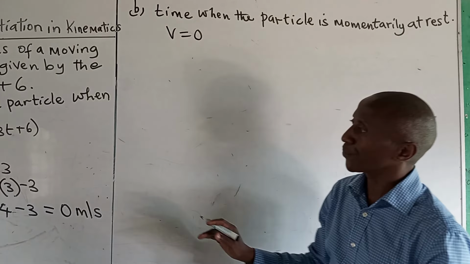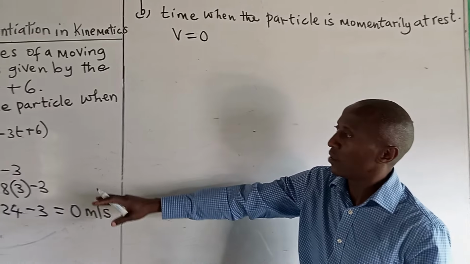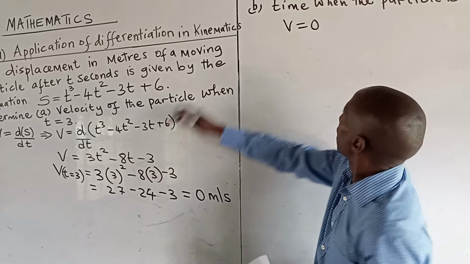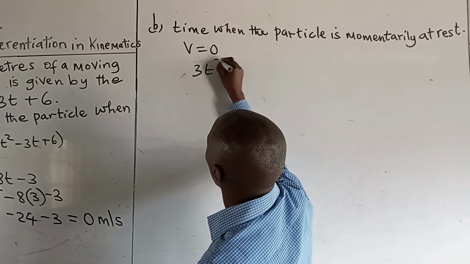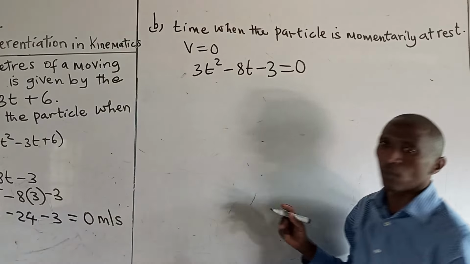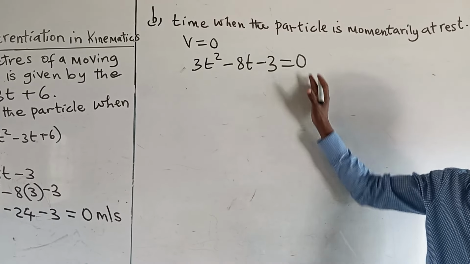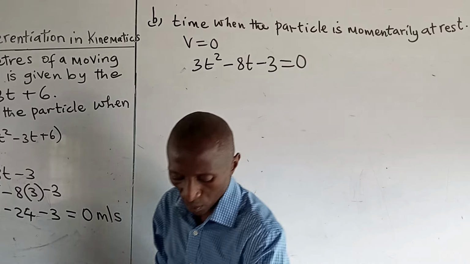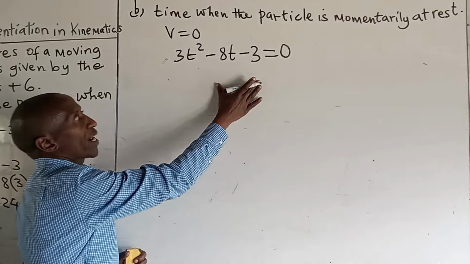So at that point, we can come in and look at this expression. Our expression for velocity, V, which was 3t squared minus 8t minus 3, is equal to 0. So we have to work on this one and find t. As you see, this is a quadratic equation which you need to work out.